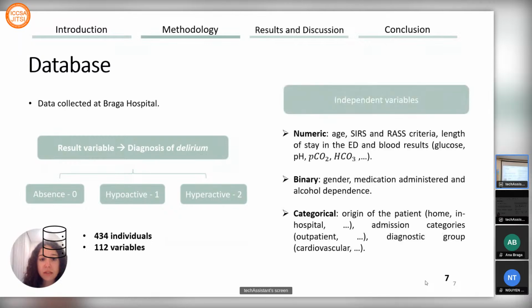Furthermore, the database has numerical data regarding age, scores, and RASS criteria, period of hospitalization, and blood results. Information regarding gender, medication administered, and alcohol dependencies is binary. Finally, the categorical variables concern the patient origin, admission categories, and diagnostic group.